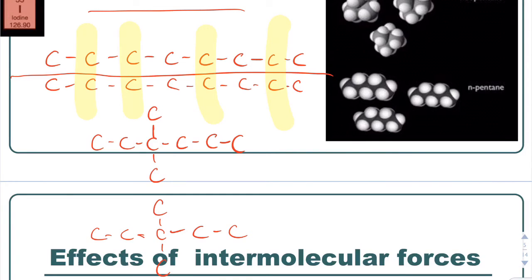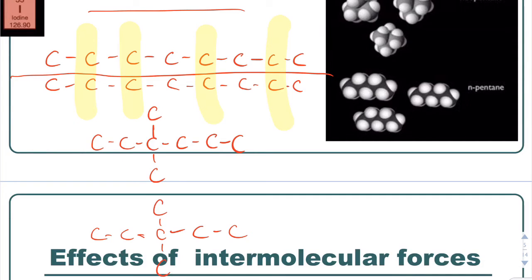And where's my interaction? Can the interaction occur from this distance? No. If this one gets a dipole on it, it can't reach across this distance to induce a dipole down here. It's too far away. So the shape matters. We find that really flat, straight chains are going to work the best.